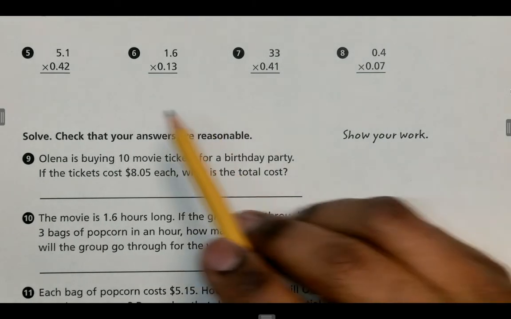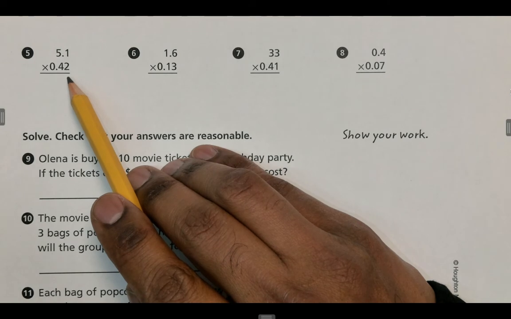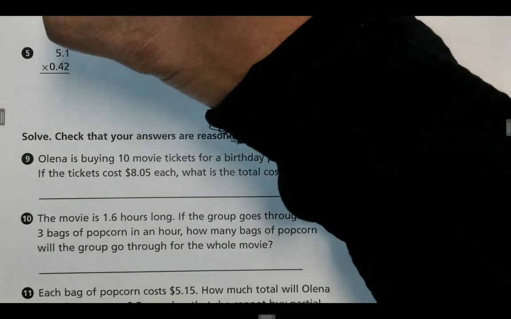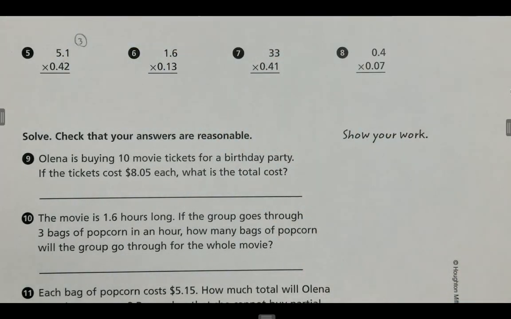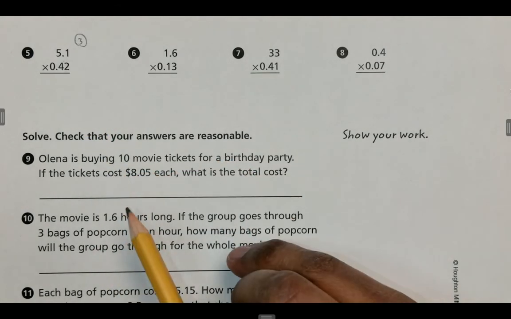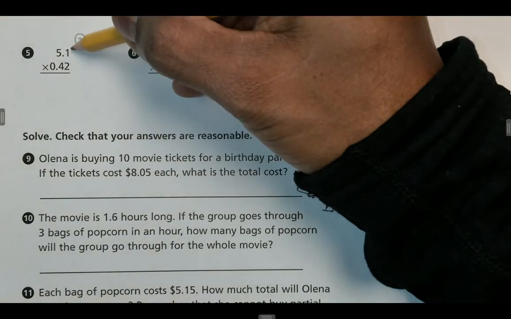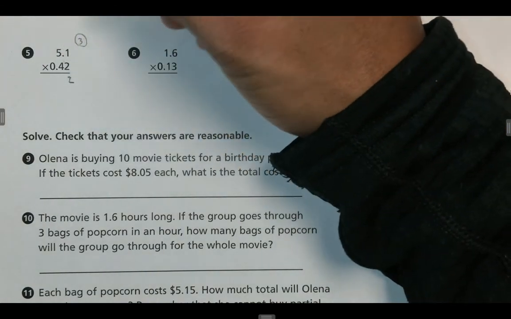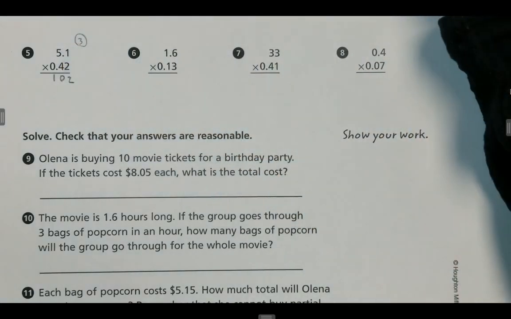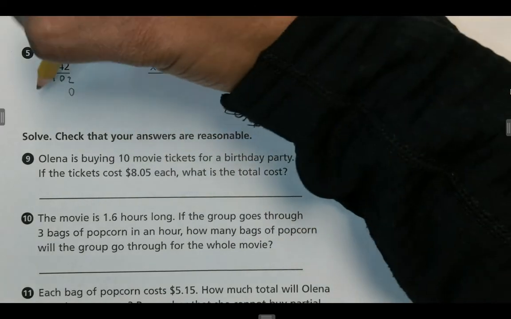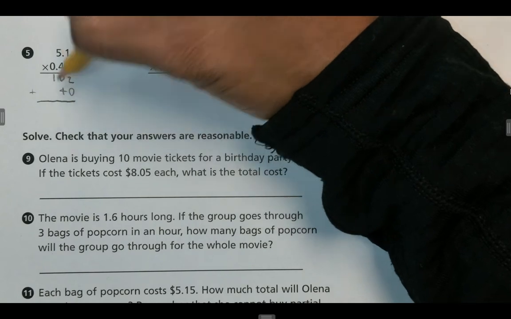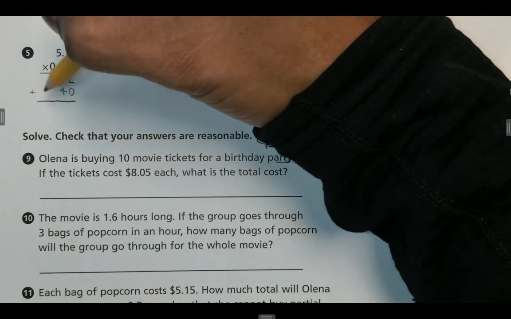Number 5. How many places do we need to push decimal points out altogether? Whoop, whoop, whoop. 3 pushes will allow us to rewrite the problem and solve it as if it's 51 multiplied by 42. First row, 2 times 1 is 2. 2 times 5 is 10. Second row, 0 placeholder comes down. 4 times 1 is 4. 4 times 5 is 20.